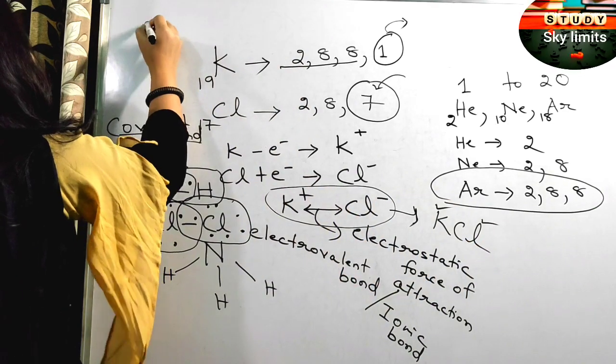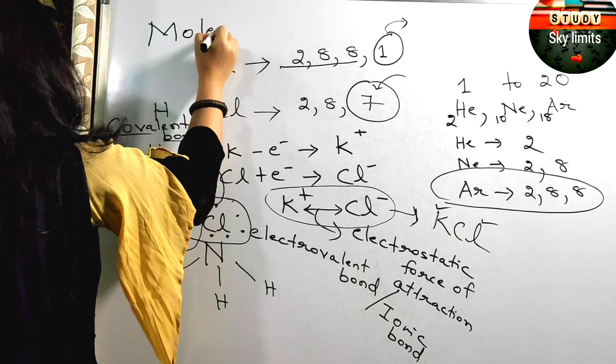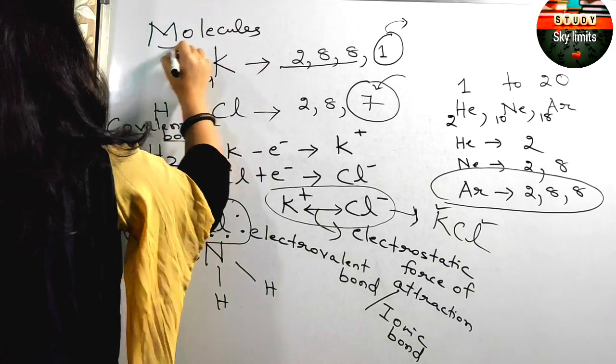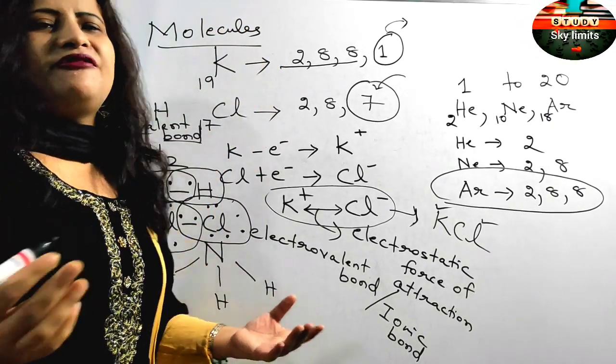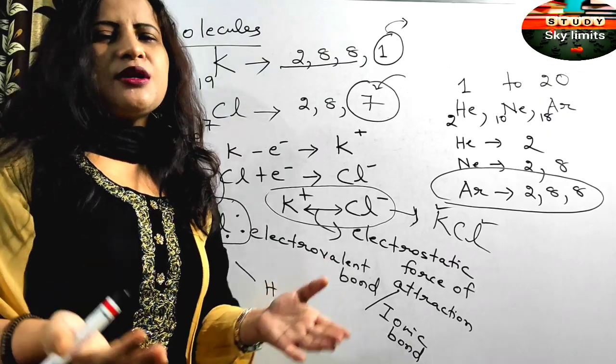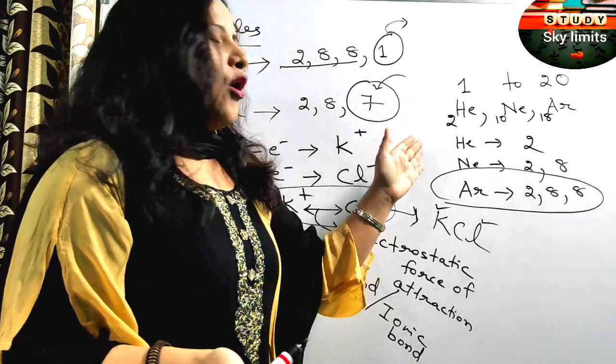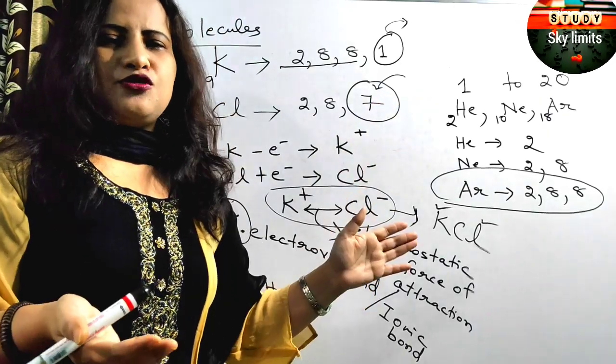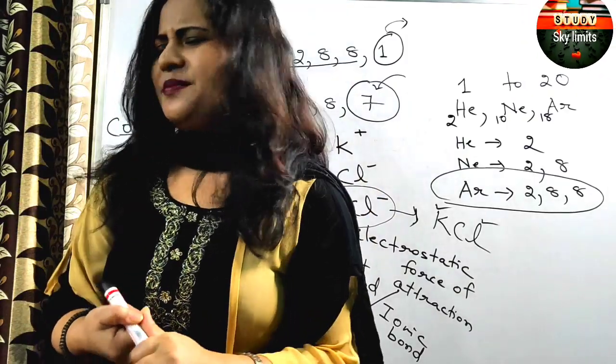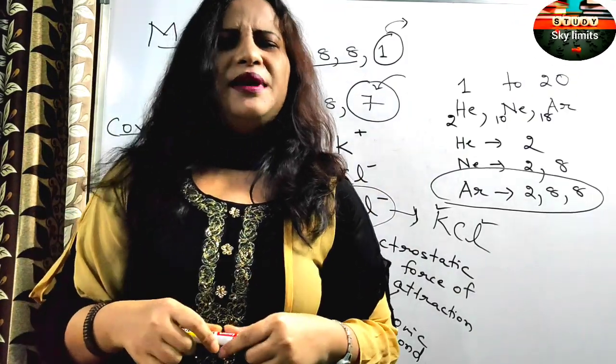So molecules are formed by the combination of same atoms or two or more different atoms, just in order to fulfill the octet rule or the duplet rule. So this is the reason behind every chemical combination.